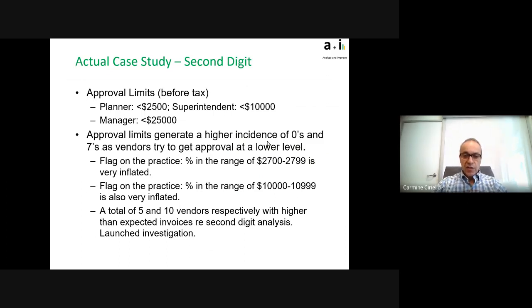The last part here is you're able to take one step further. If you're really doing this in the spirit of forensic analysis, we were able to see which vendors specifically are taking advantage of the system. There was a total of 5 vendors that were primarily generating this high incidence of zeros, and 10 vendors that were generating these sevens. So we were able to have conversations with that total of 15 vendors to understand what was going on, fix the system on both ends, fix it from the supplier side, but also fix it from the system side through an investigation.